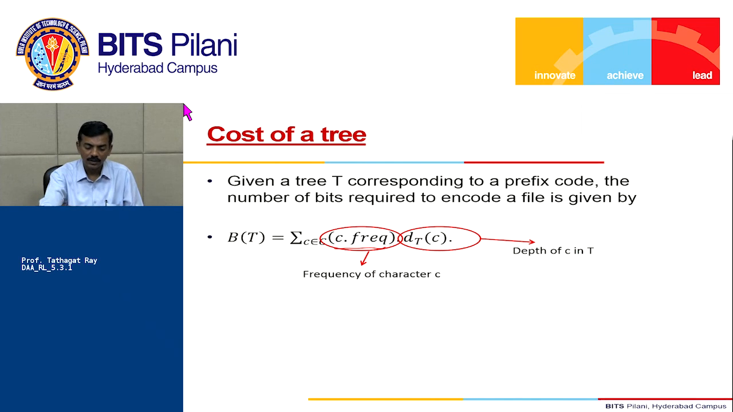Total number of bits: you take the frequency of characters, you look at every character and its frequency, and then you say, how many bits will be required to encode that character? The number of bits required to encode that character is nothing but, starting from the root, how many edges you traverse, which is the depth of the character in the tree. So you take the frequency times the depth of C, and you sum it over all the characters, and you get the cost of the tree, or essentially the total number of bits required to encode the file.